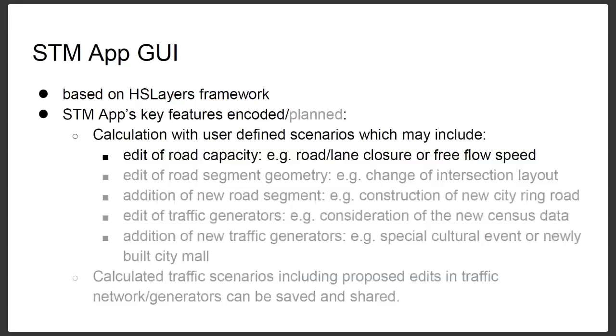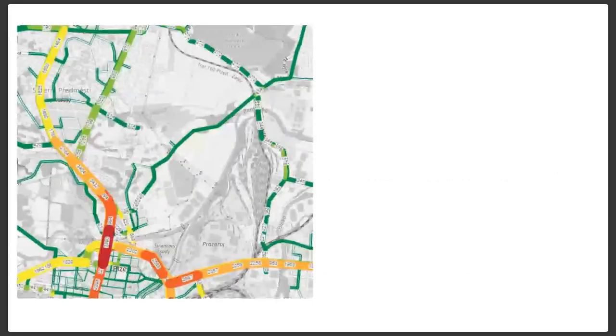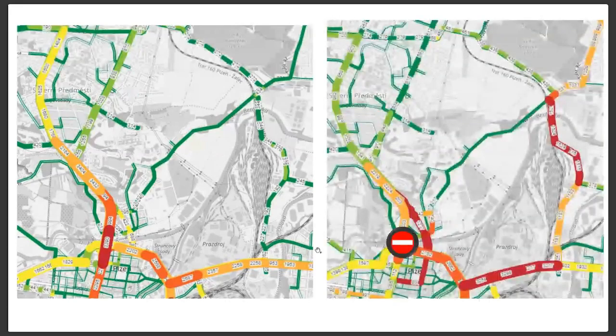And this is just for illustration. This is a small snapshot from the city of Pilsen, and this is how the outcome from the Spark Traffic Modeler looks if you close one of the roads. But I would like to show this to you live at the end of the webinar.